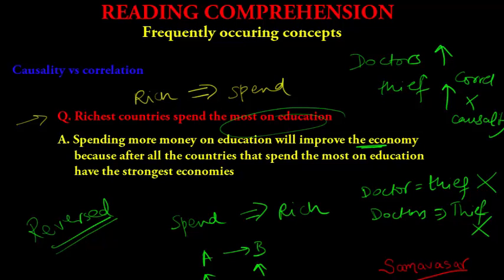Two things that we need to remember in this. One is causality versus correlation: two things could be correlated, but they need not necessarily be a cause of each other. And two, this problem of reversed causality.